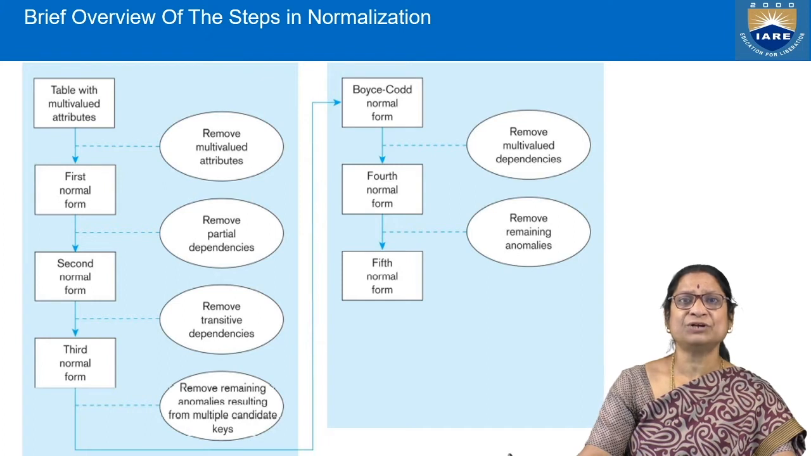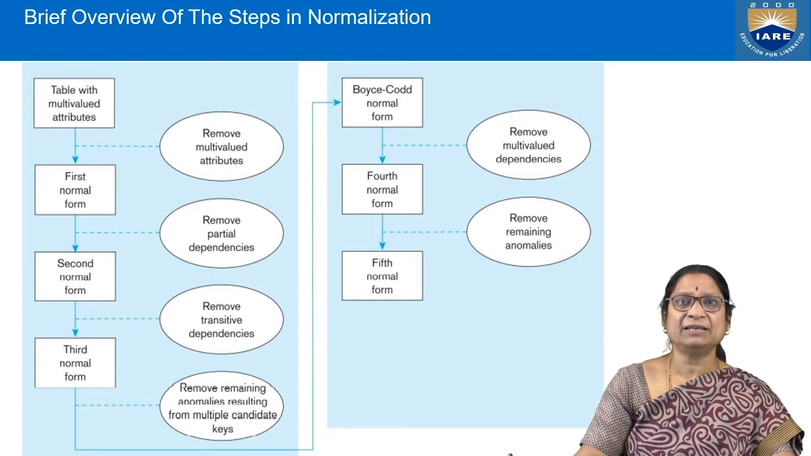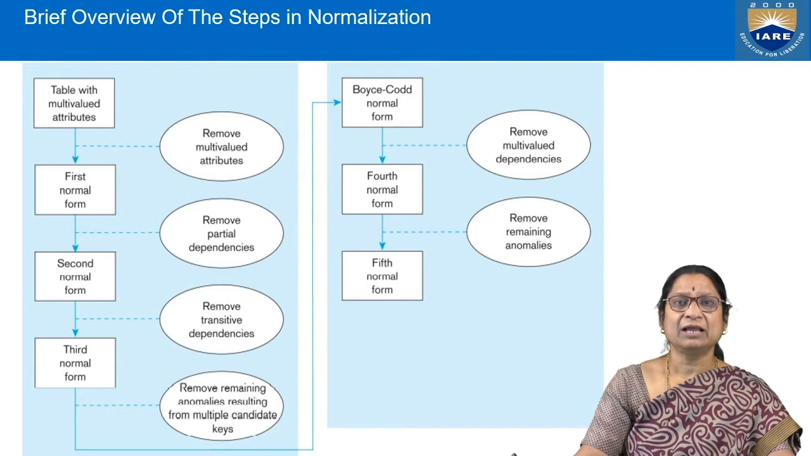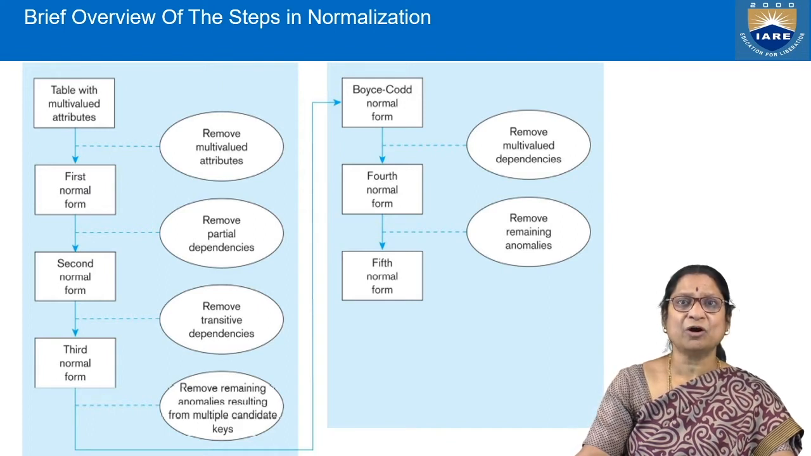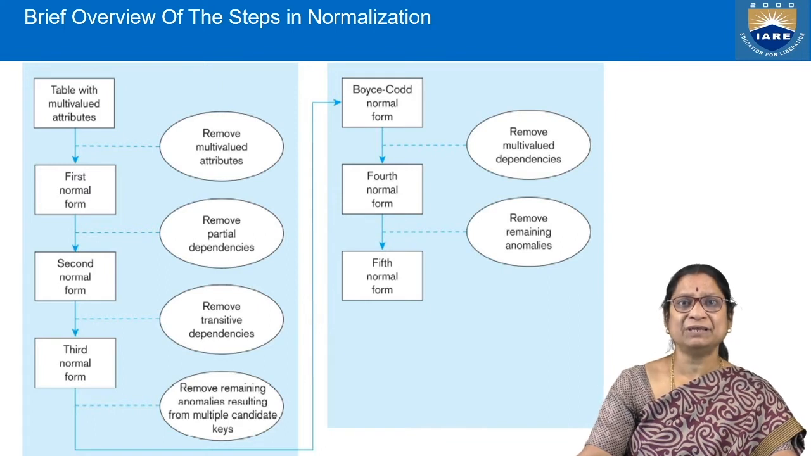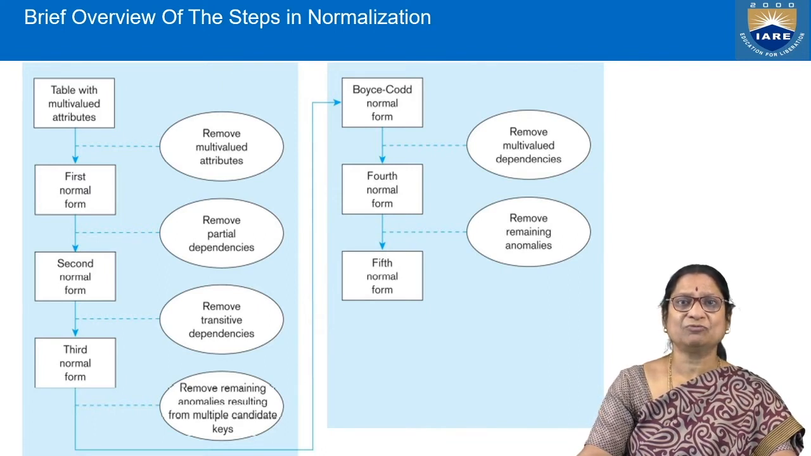So this diagram represents whatever I explained till now. A table with multi-valued attributes: remove the multi-valued attributes, then we enter the first normal form. Then for relation schemas in first normal form, if any partial dependencies exist, those must be removed; then we enter second normal form. If any transitive dependencies are there, remove them; then we enter third normal form. Removing remaining anomalies, that is multiple candidate keys, takes us to BCNF. Removing multi-value dependencies takes us to fourth normal form. By removing other anomalies through join dependencies, we enter fifth normal form.